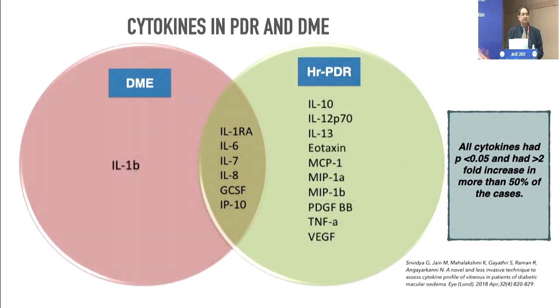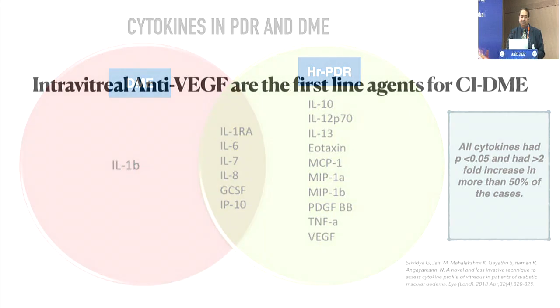But if you look at other cytokines, they were very, very high. Many of them are inflammatory cytokines, especially in DME, and IL-1B, IL-1RA, IL-6, 7, 8, all of them were raised in diabetic macular edema.